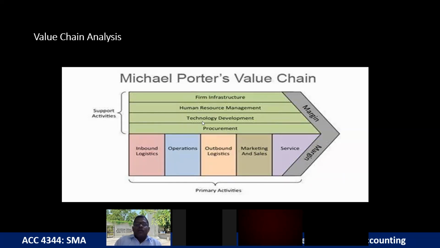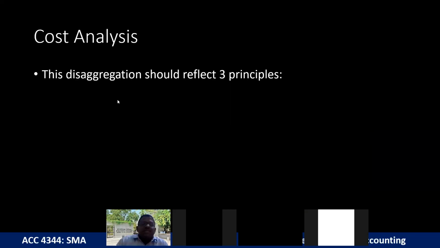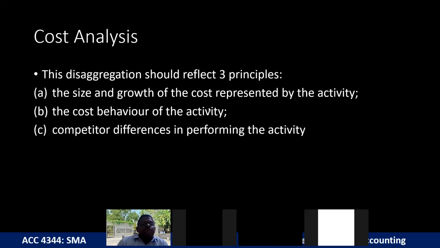According to Michael Porter, there are nine activities. Out of these nine, five are primary and four are support activities. That's the value chain. Then the cost analysis: this disaggregation should reflect three principles. What are those three principles? The size and growth of the cost represented by the activity, the cost behavior of the activity, and the cost differences in performing the activity.